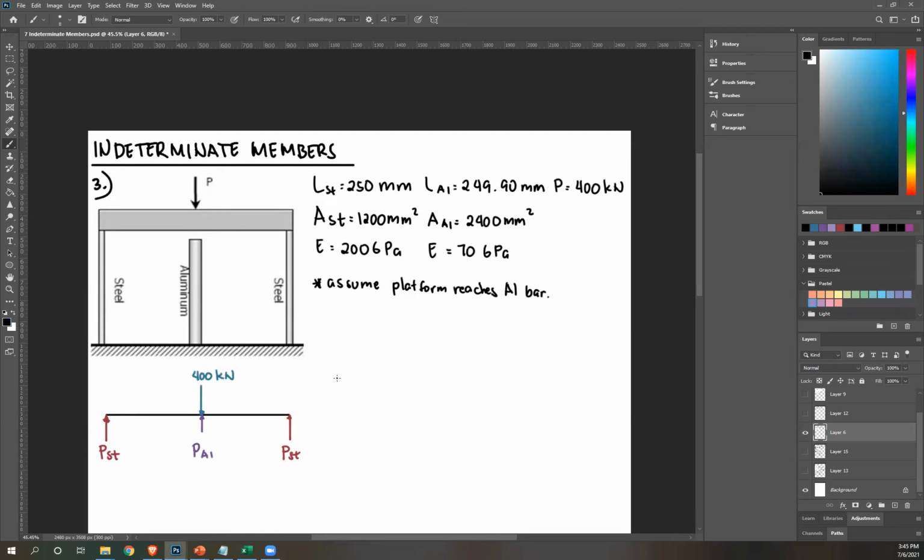Okay, from this, it's easy to create your equilibrium equation. So summation of forces equals 0. So PST, so that's 2 PST, plus PAL equals minus, since downward, 400 kilonewton. Again, convert to Newton, times 10 raised to 3, equals 0.